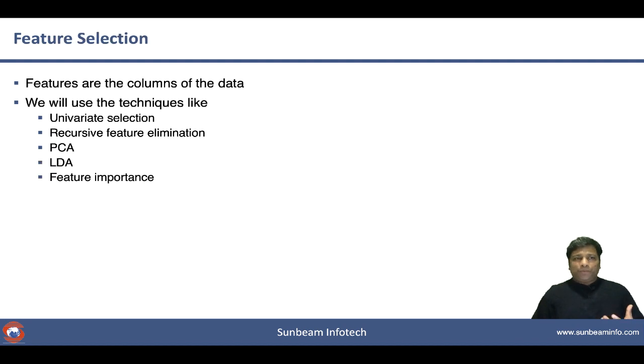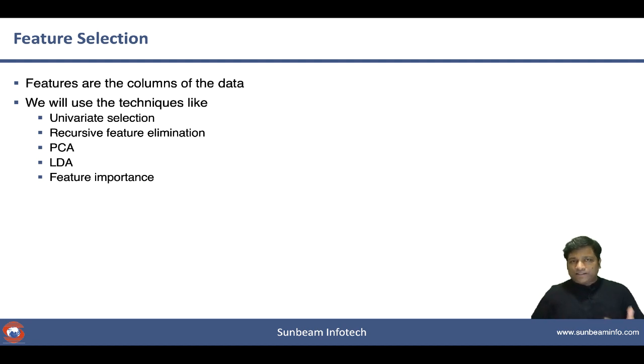But we can't prepare the model unless we know the right columns, the right selection of the columns. The columns are called features, and we are going to select them by using different techniques. We can either select them manually by looking at the data, or we can use different techniques like PCA, LDA, or feature importance, recursive feature elimination, and univariate selection.